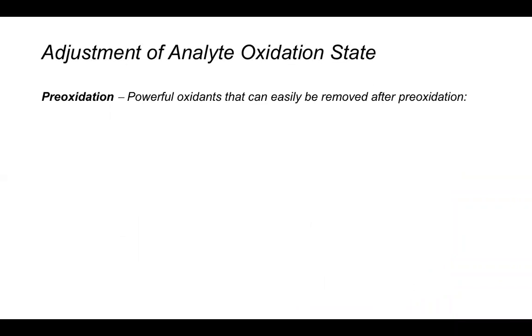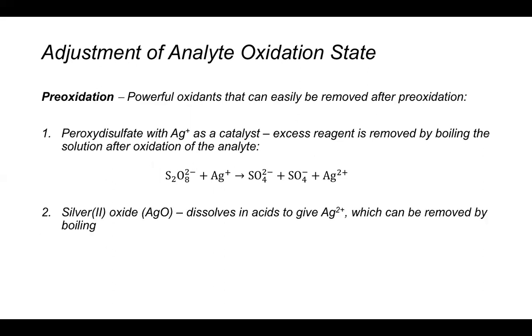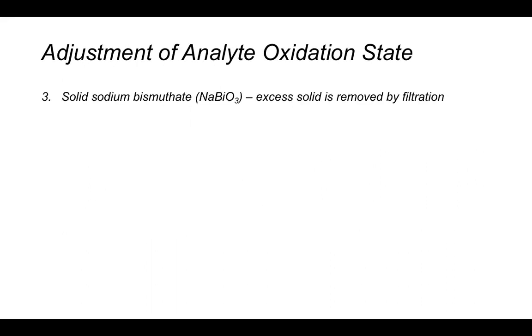Now, the adjustment of analyte oxidation state. Pre-oxidation uses powerful oxidants that can be easily removed after pre-oxidation, such as peroxydisulfate with silver plus as a catalyst. Excess reagent is removed by boiling the solution after oxidation of the analyte. So we can pre-oxidize to remove things which might interfere with our titration. Silver(II) oxide, AgO, dissolves in acids to give silver 2+, which can be easily removed by boiling as well.